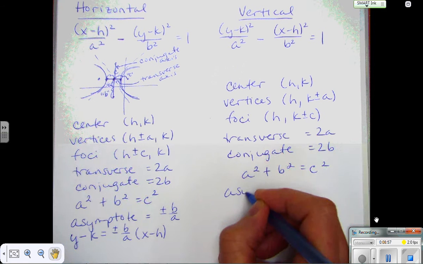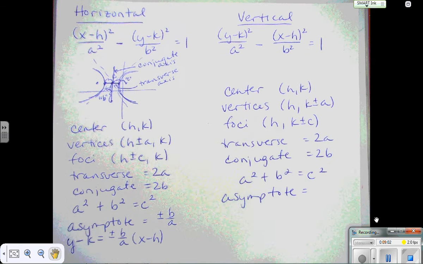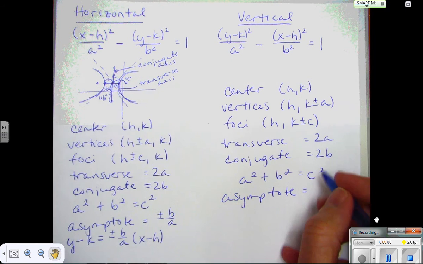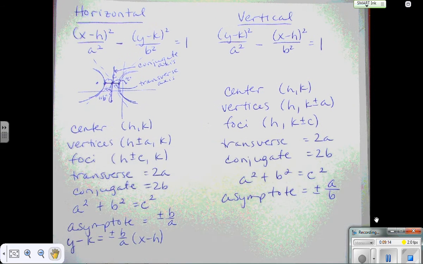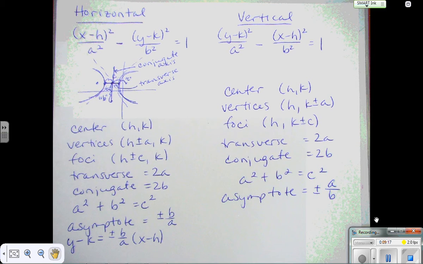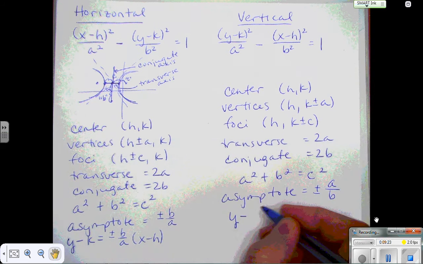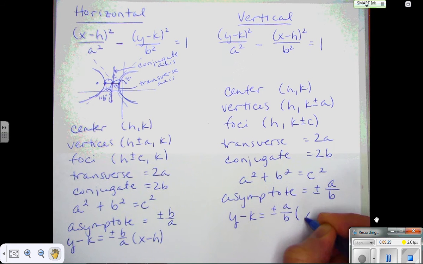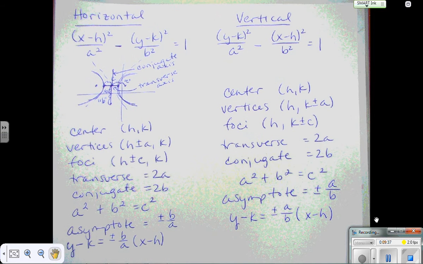Your asymptote, now that it's vertical and the bigger value is with the y, a is with the y, that means that your slope is going to be plus or minus a over b. And your equation for the asymptote line, y minus k equals plus or minus a over b times x minus h. So that one on your notes doesn't have the k either, so you need to change that. Any questions on that?